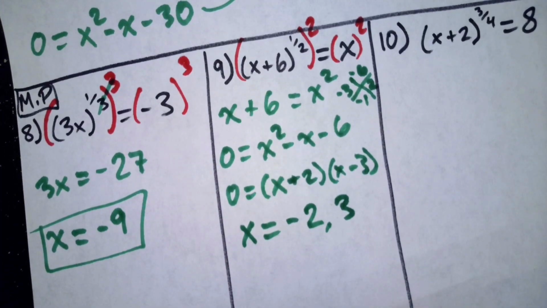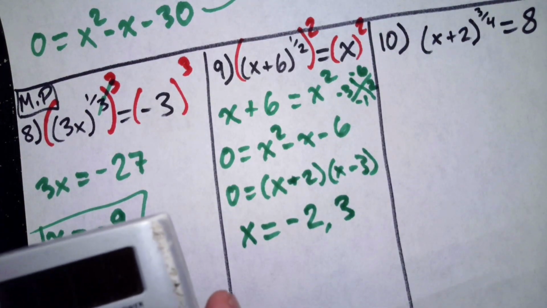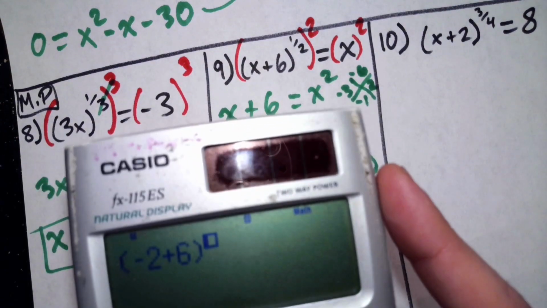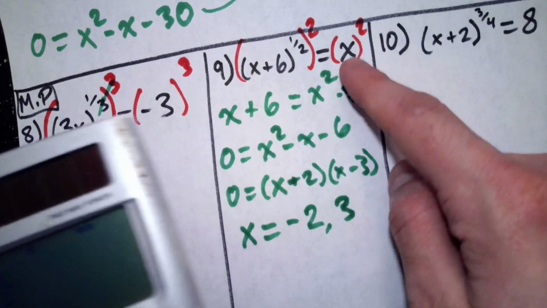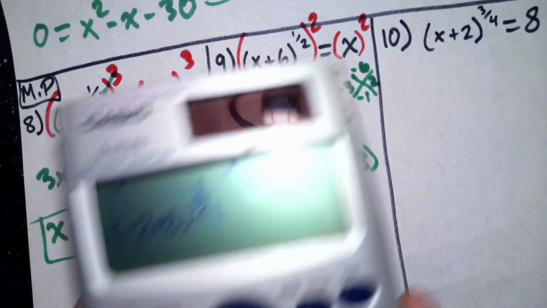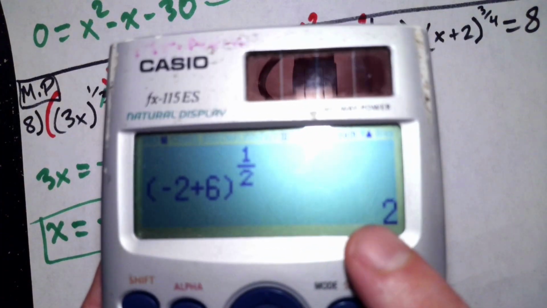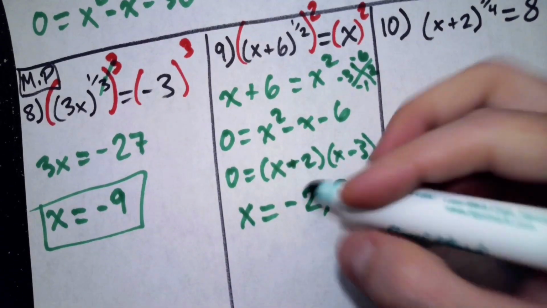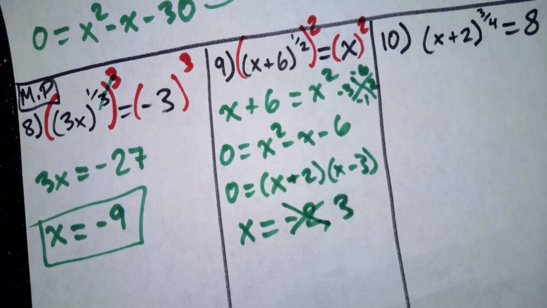We have to check. So we'll do -2 plus 6, and then we'll raise that to the 1/2 power. And if this is correct, that should be equal to x, which is -2. So let's see if this gives us -2. It does not. It gives us +2. So this tells me that this -2 is extraneous.